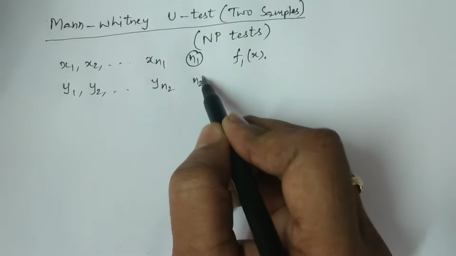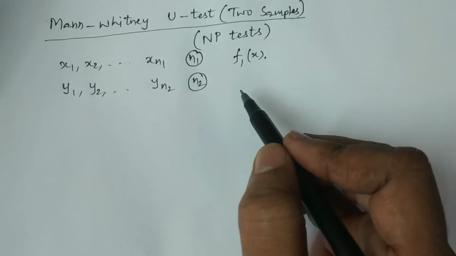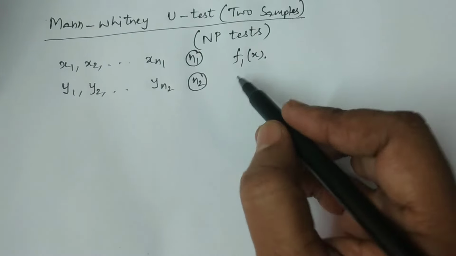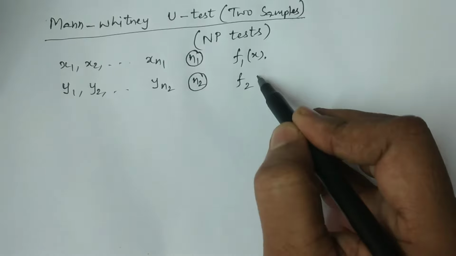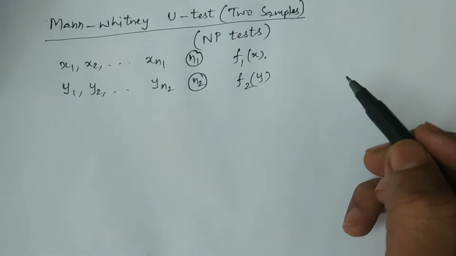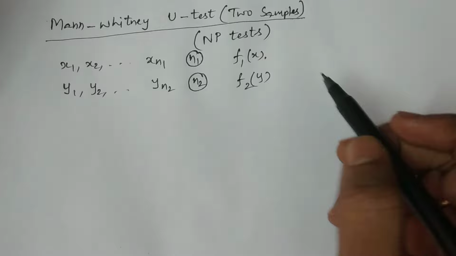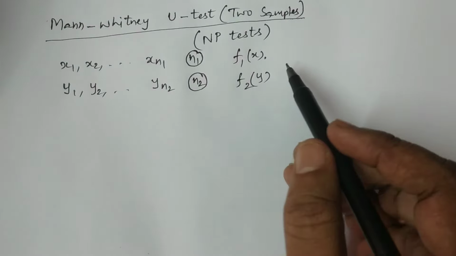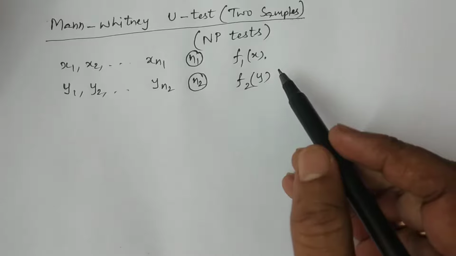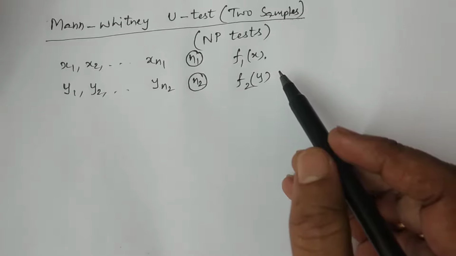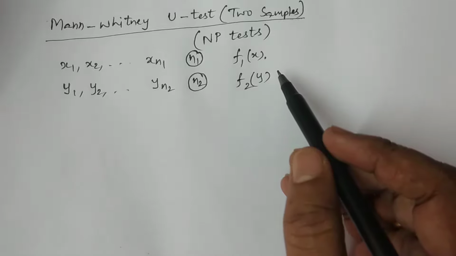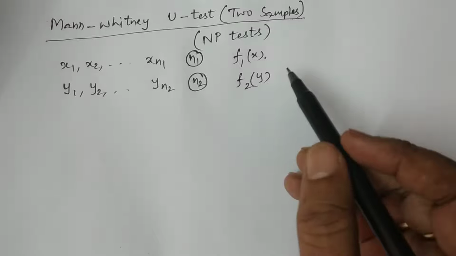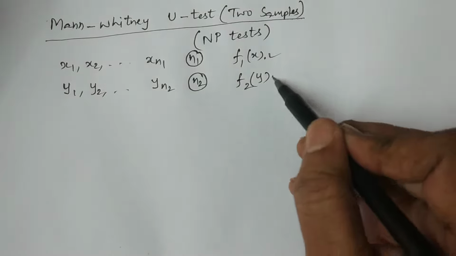It is another sample, the second sample, which is drawn from another population with the density function f2(y). So here are two independent random samples of sizes n1 and n2, drawn from two different populations with the probability functions f1(x) and f2(y) respectively.